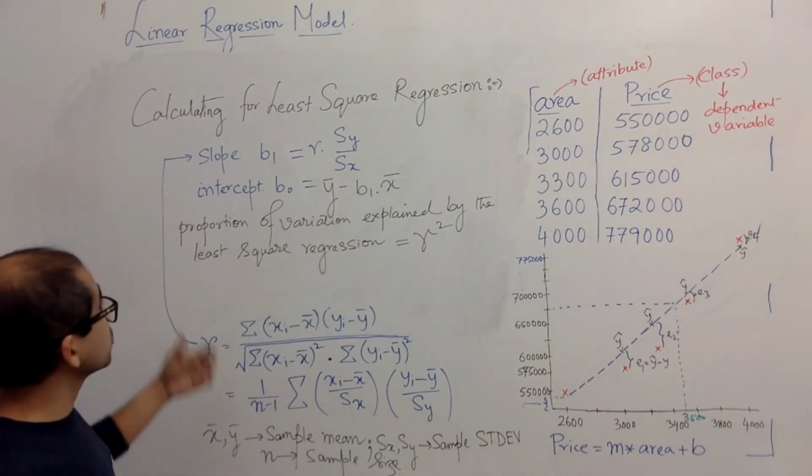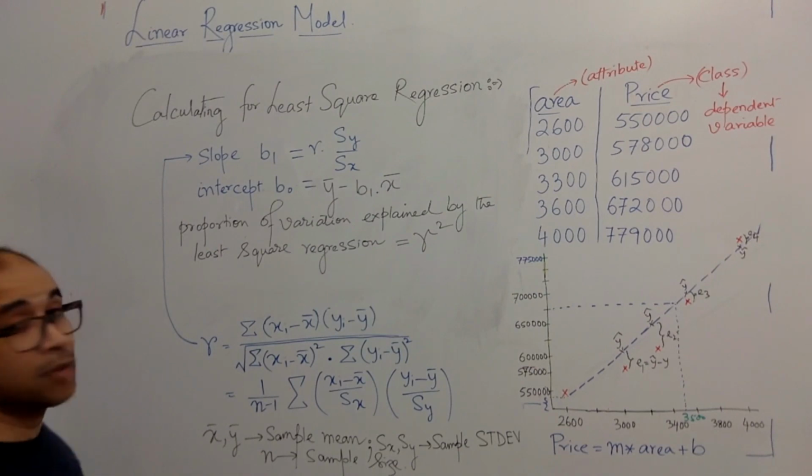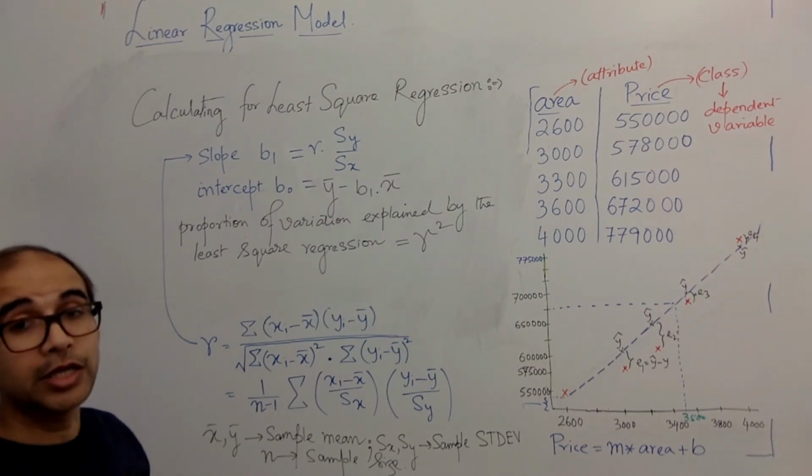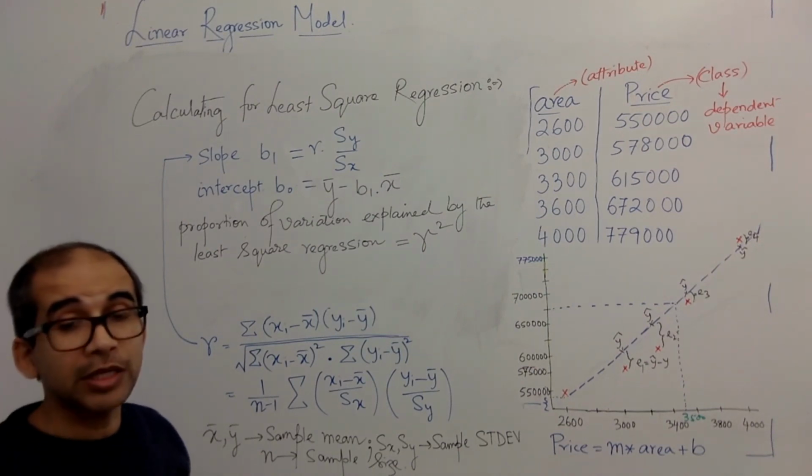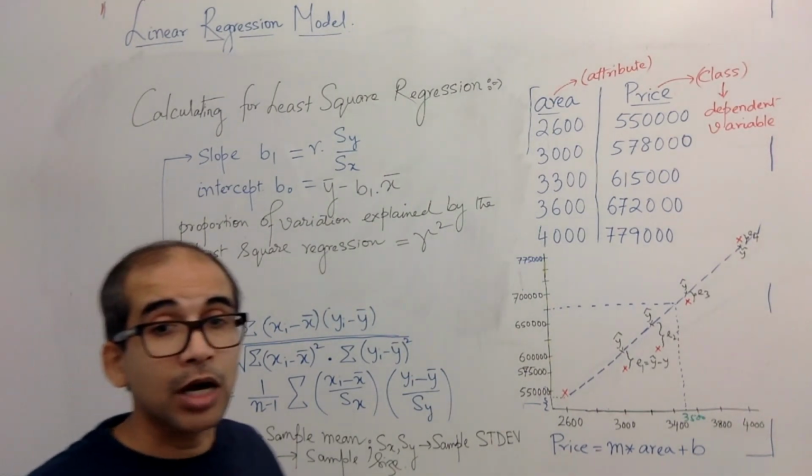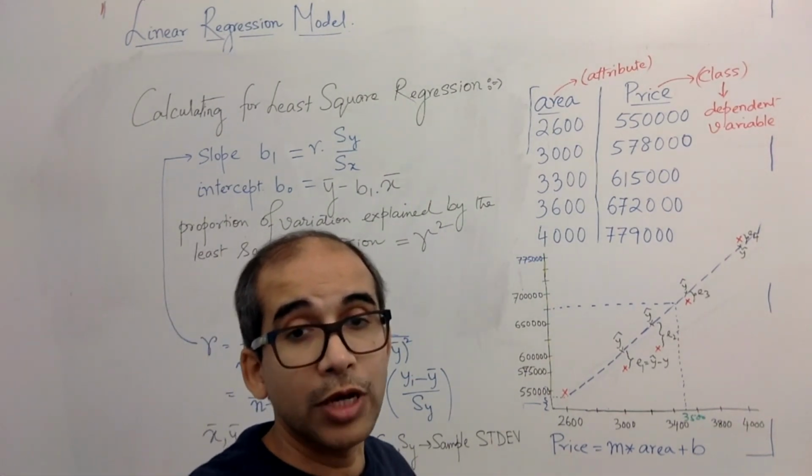We also need to know that the proportion of variation explained by the least square regression is equal to R square. Now we will see some examples of using the correlation coefficient.